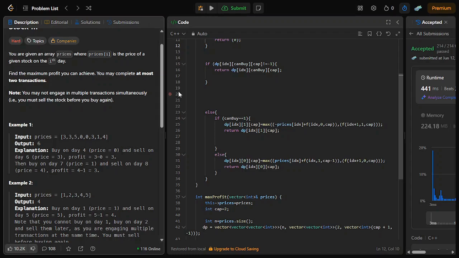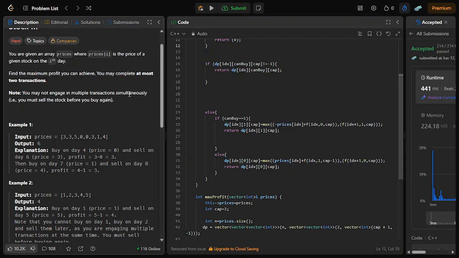So let's just use a cap variable here, right? So you know how many transactions you can do next. This is what cap represents here. And then you also need to be certain whether you can buy in the first place on either day, right?